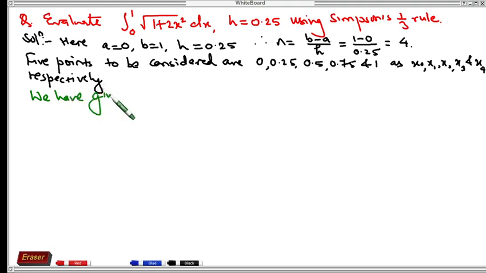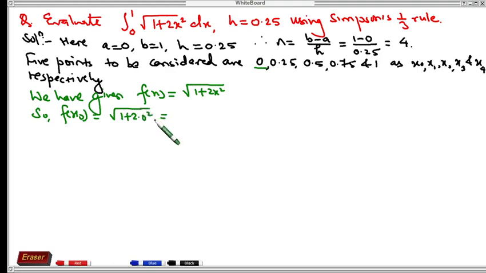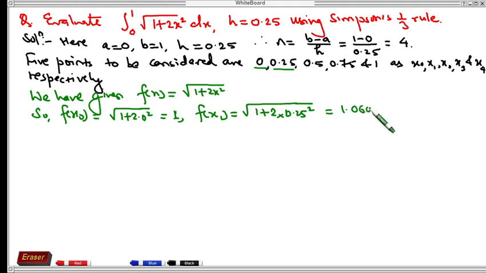We have given f of x equal root under 1 plus 2x square. So f of x naught equal root under 1 plus 2 times 0 square equal 1. Similarly f of x 1 equal root under 1 plus 2 times 0.25 square, and using calculator we obtain 1.0606.